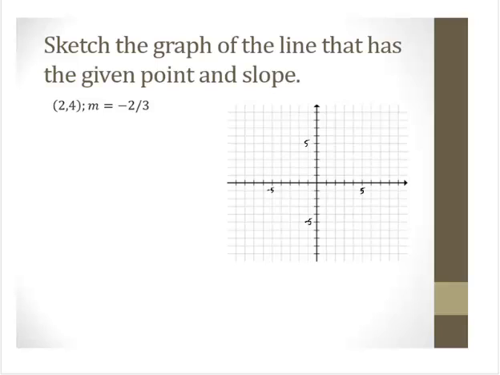The first thing that we'll do is plot the given point. So we plot the point 2, 4. Now we know that the slope is negative 2/3. So we know that since the slope is negative, the line is falling from left to right.